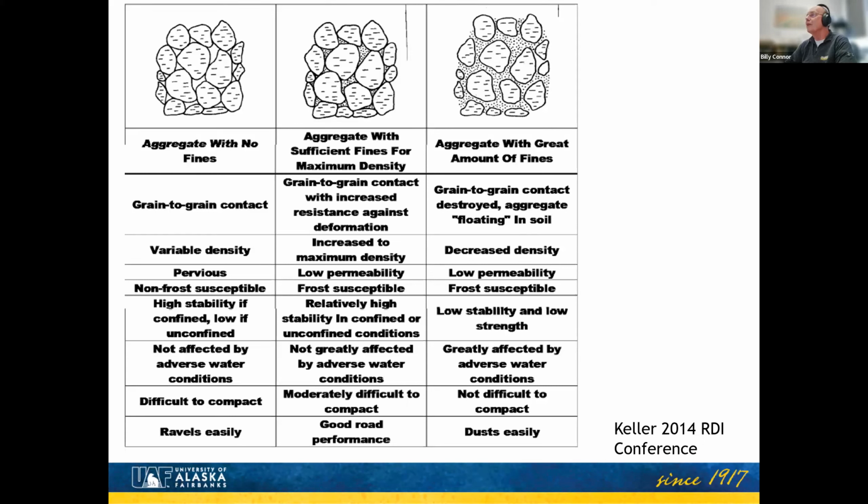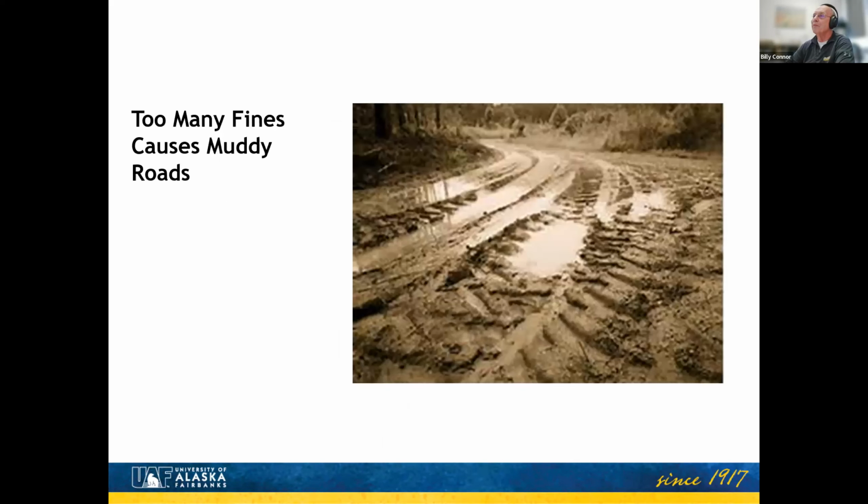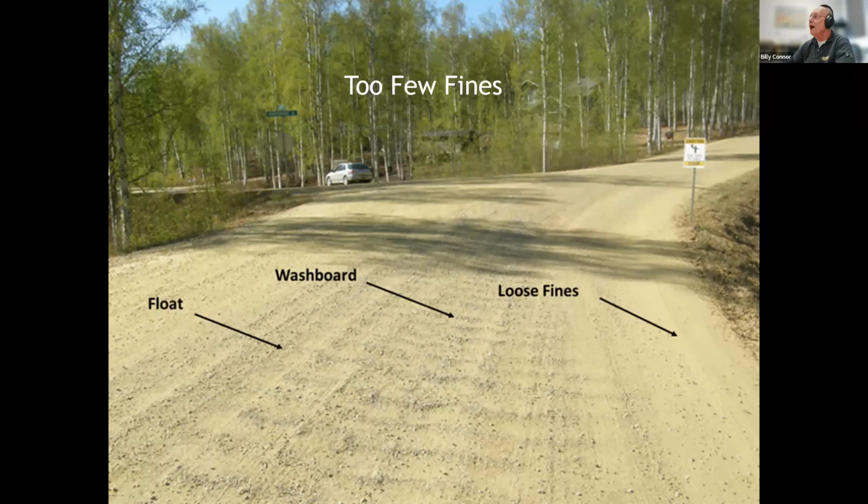On the right, if you put too much silt in there, you separate those out. Especially when it rains, it's going to turn to mud. So the gradation is very important to what you're doing, and we can certainly work with you to get the right gradation for the material that you may have in your community. As I say, too many fines causes muddy roads. Too few fines, this is a great way to find out if you've got too few fines: you get washboarding, if you have that in your community, and what we call float, which is loose rock on your surface.